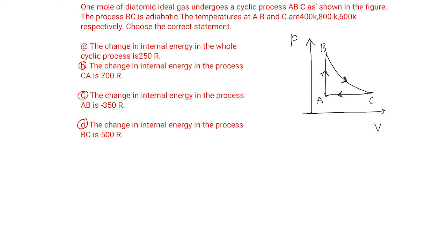Okay, I'll explain. Internal energy is a state function. This is the formula for internal energy generally. Sorry, the change in internal energy: dU is equal to n by 2 F R dT. This is the change in internal energy formula.